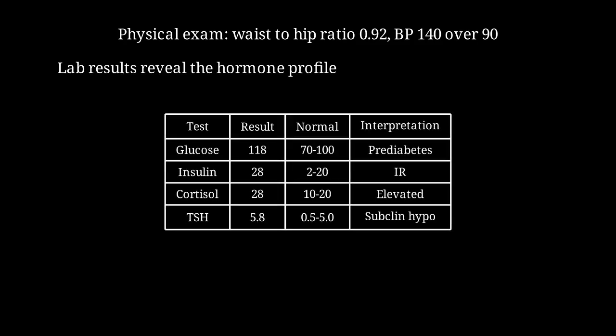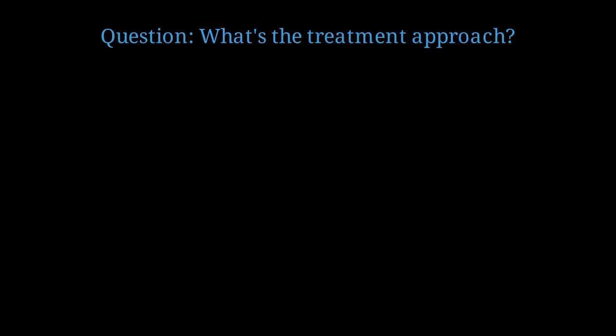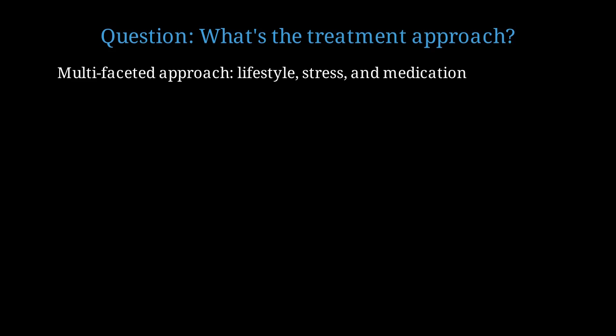She has evidence of insulin resistance, elevated cortisol likely from chronic stress, and subclinical hypothyroidism. Multiple hormone systems are involved. So what's the appropriate treatment approach for this patient with multiple hormone imbalances? Treatment must be multifaceted. First, address insulin resistance with metformin and lifestyle modification. Second, stress reduction techniques to lower cortisol. Third, consider thyroid hormone replacement if free T4 is low.